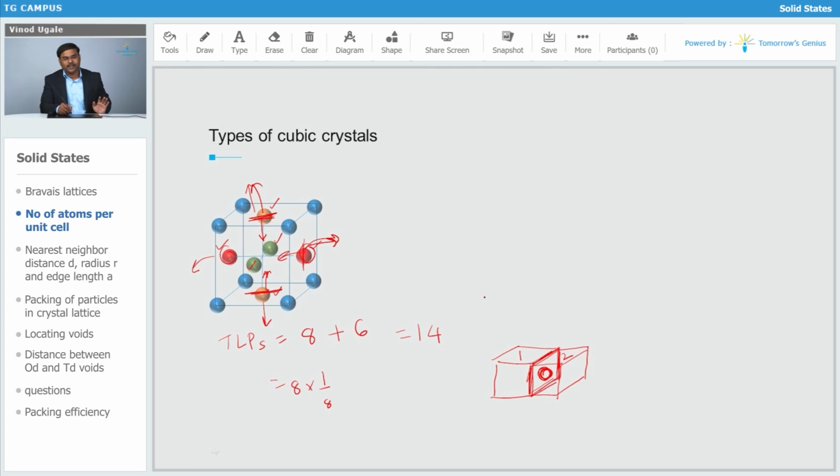So I can say that the particles on faces are going to have half contribution in one unit cell. There are 6 faces, so we have to multiply by 1 by 2, because that is the magnitude of contribution in that unit cell. So we are going to get 1 plus 3, total atoms 4. So Z is 4 for the face centered cubic unit cell.